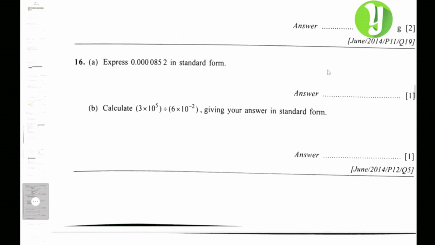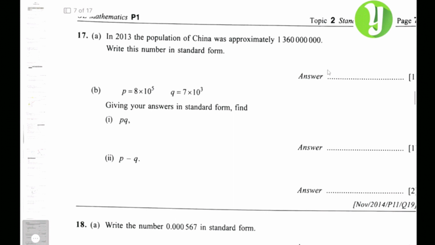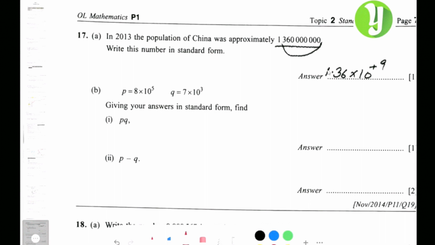Okay, the next one is this one. We have to perform, okay, China's population is this one, and please convert this population into standard form. So we have to convert the decimal after 1. So it's 1.36 times 10 power of 9. It's a positive 9.